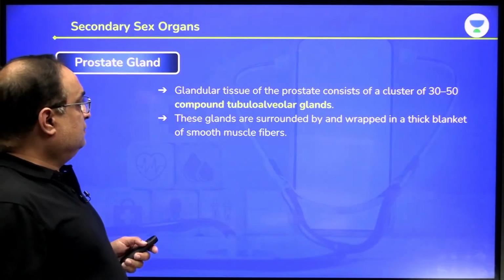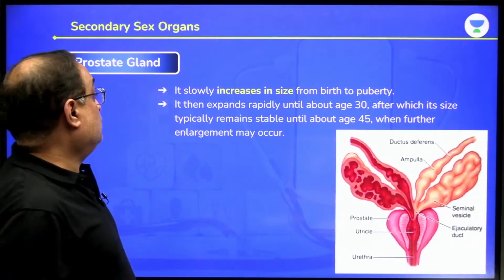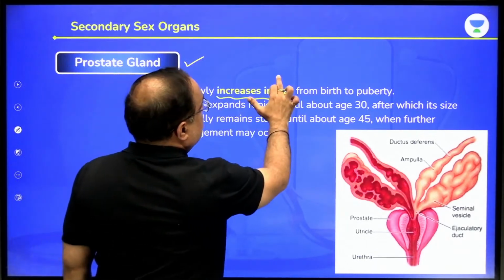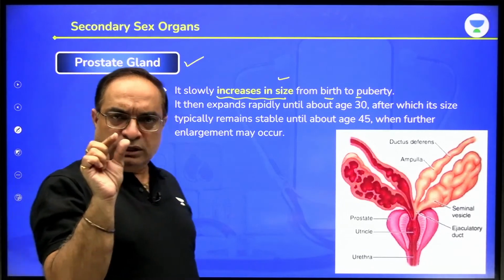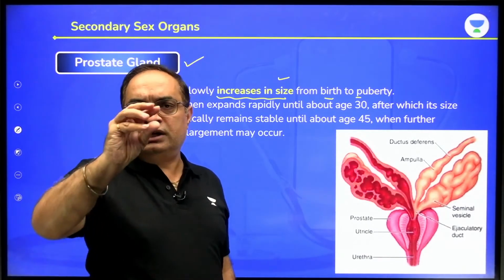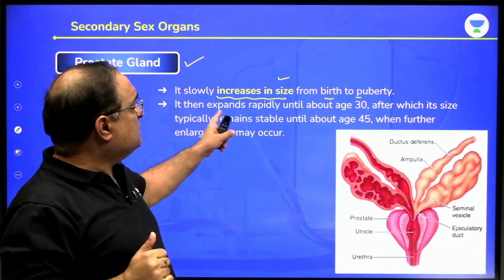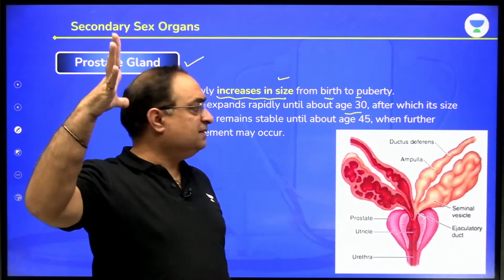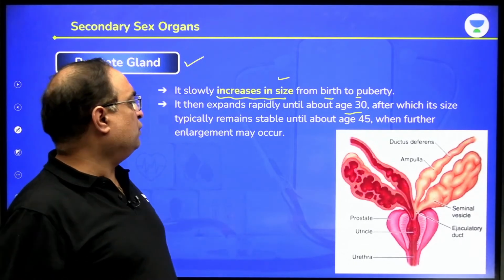Prostate gland, okay, this is not such an important point. But this point is important. Prostate gland slowly increases in size from birth to puberty. In a newborn baby, it is small in size. Gradually, when the person attains puberty, sexual maturity, the prostate increases in size. It expands rapidly under the age of 30. Up to 30 years of age it rapidly increases in size, after which its size remains stable until about age 45.